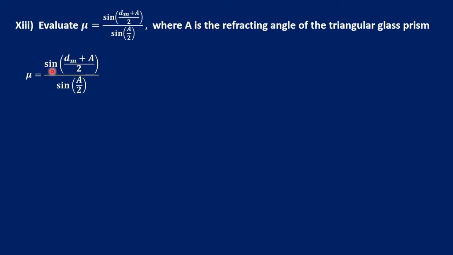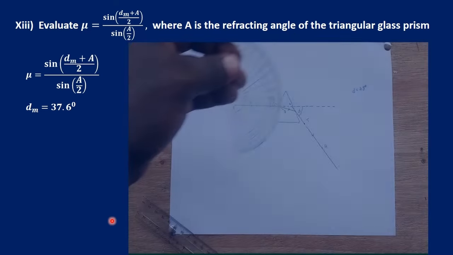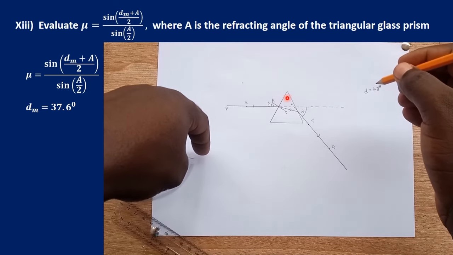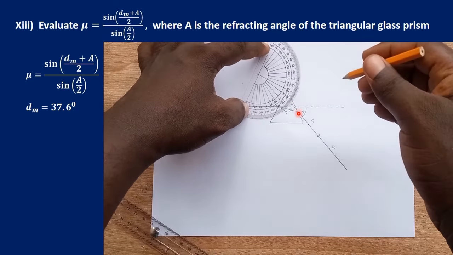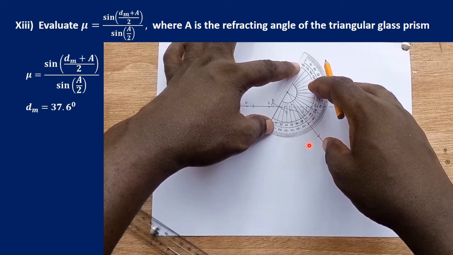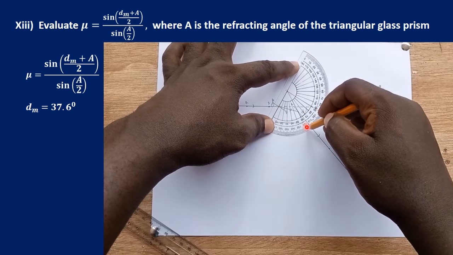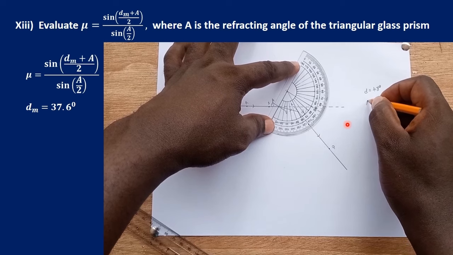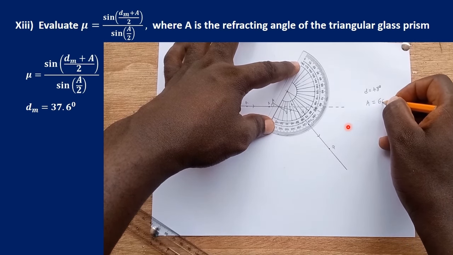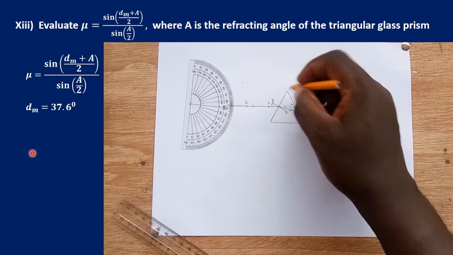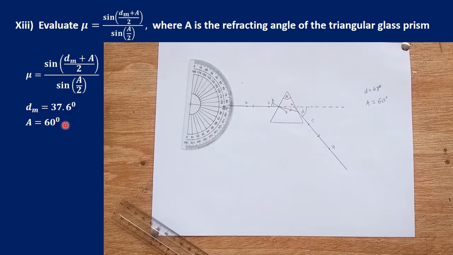We are going to evaluate sine (DM plus A) over 2 divided by sine A over 2. And we know DM is 37.6. And A is the refracting angle of the triangular glass prism. How do we get the refracting angle? We are going to measure this angle. So we put the protractor on the outline such that this line falls on one of the outlines and we measure the angle. We have A is equal to 60 degrees. So the refracting angle A is equal to 60 degrees.